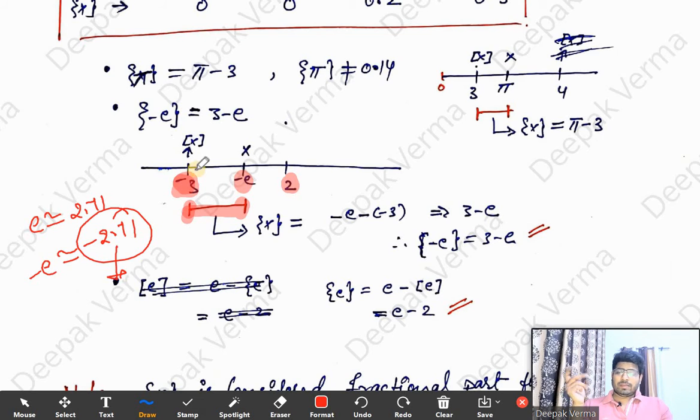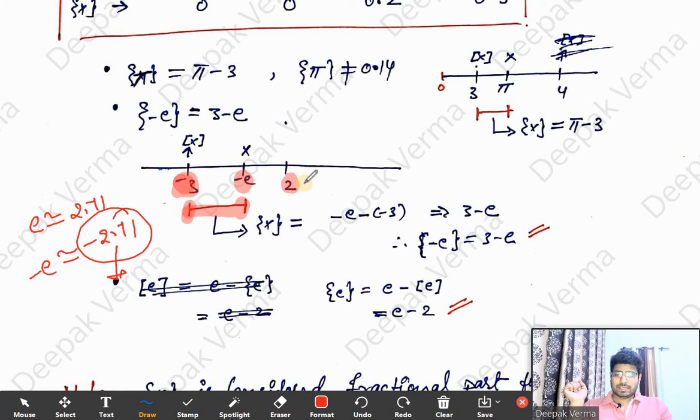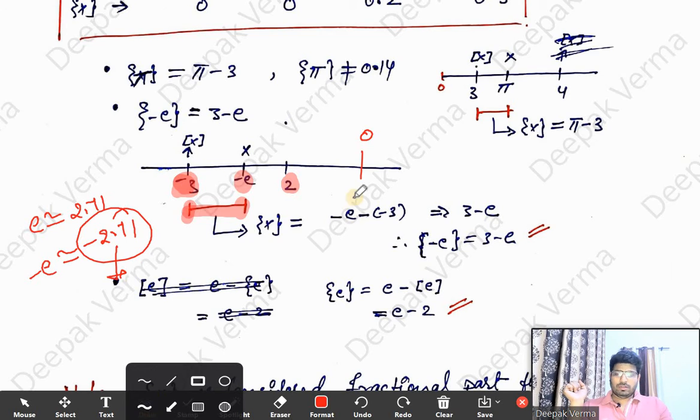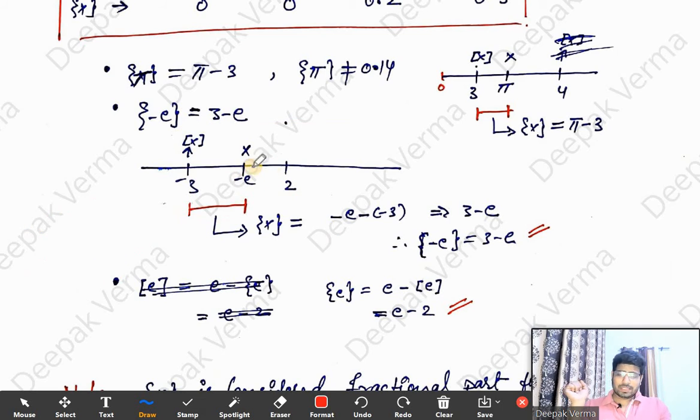So the fractional part is what? It's the distance between the number and its integral part. Since we always measure distance from the origin, the distance from the origin to this number is 3 minus e. I hope it is clear. So the fractional part of minus e is 3 minus e. I hope it is clear.